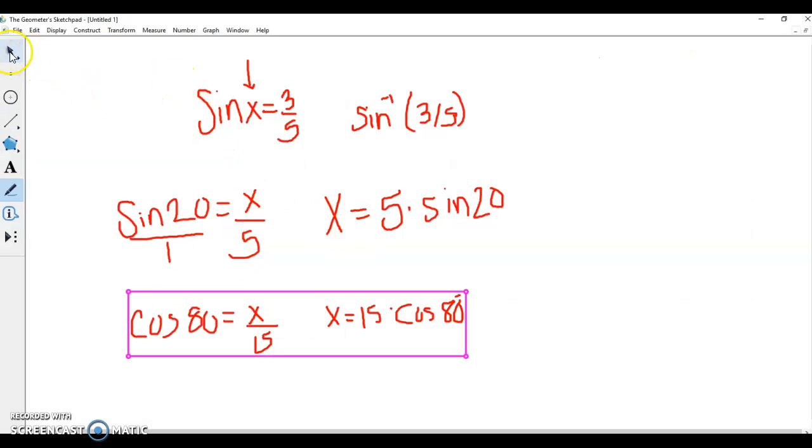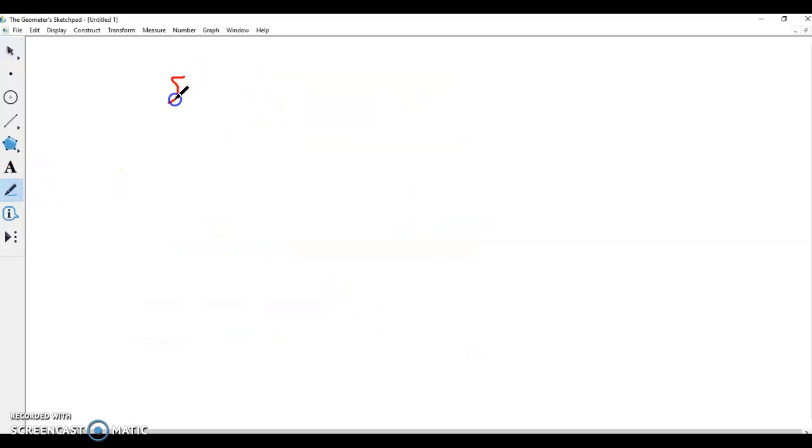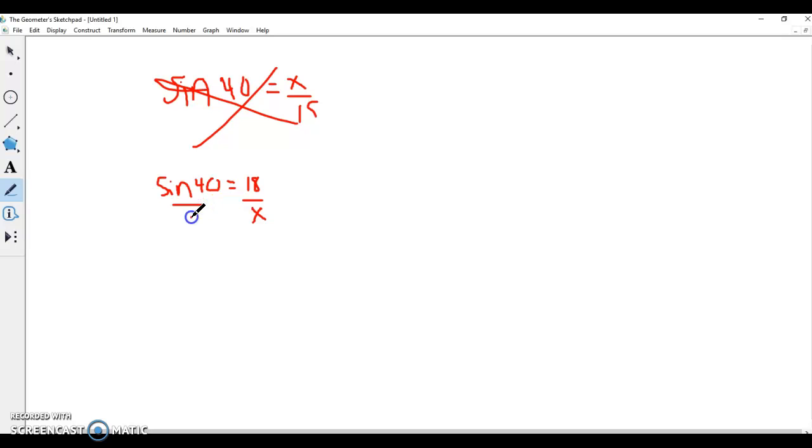Now, if I have the sine of 40 equals 18 over x. It's really annoying writing with this pen. Oh, I love you guys, so I'll do it anyway. This cross multiplication is a little bit different now. This is 18 times 1, which is 18. And that's equal to x times the sine of 40.